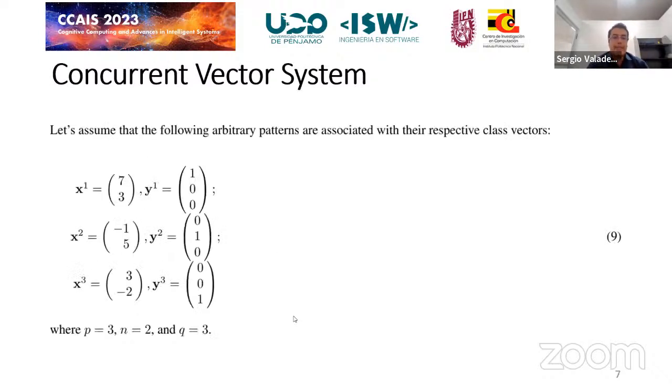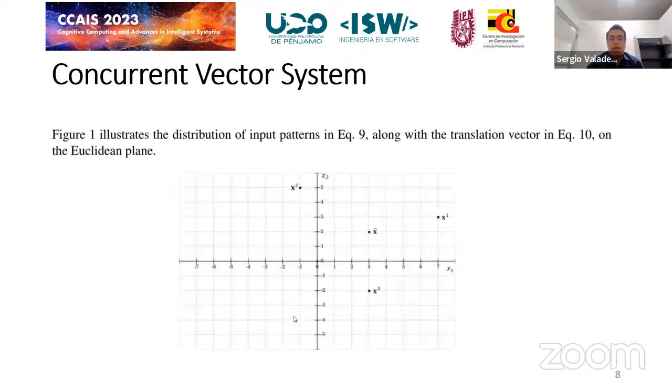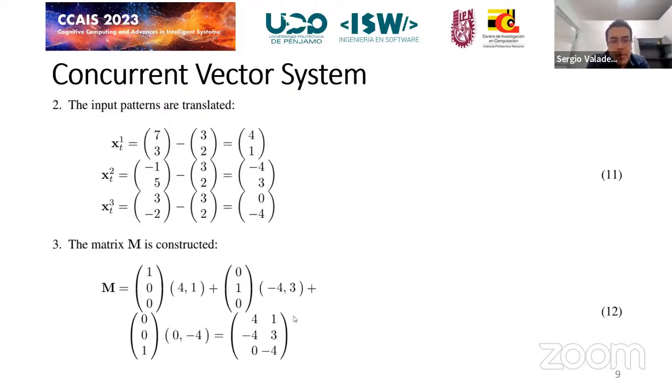Let's try an example. For example, we have here 3 vectors. Each one belongs to one class, where P equals 3, N equals 2, and Q equals 3. The vectors can be illustrated in this picture in a Euclidean plane, where we have the 3 vectors X and the translator pattern X bar. The input patterns were translated by means of equation number 11, and the matrix M was constructed by equation 5, as in equation 12.